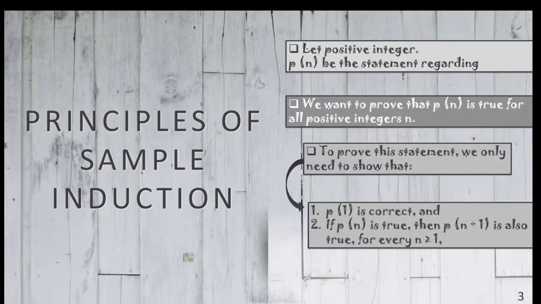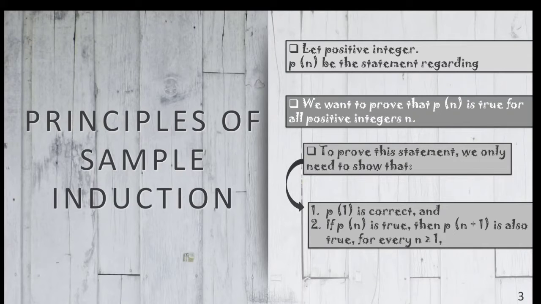And next, principles of simple induction. First, let Pn be the statement regarding positive integers, and second, we want to prove that Pn is true for all positive integers n. And the third is to prove this statement. We only need to show that first P1 is correct, and if Pn is true, then Pn plus 1 is also true for every n greater than 1.